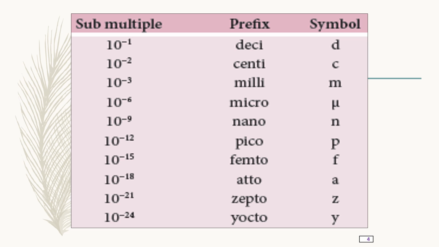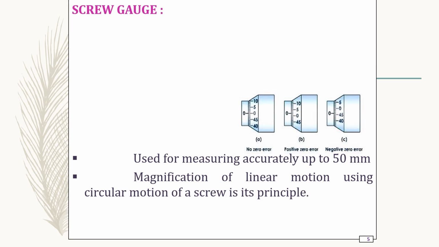10 power minus 12, pico, P. 10 power minus 15, femto, F. 10 power minus 18, atto, A. 10 power minus 21, zepto, Z. 10 power minus 24, yocto, Y. So next we are going to see how to measure the small distances.